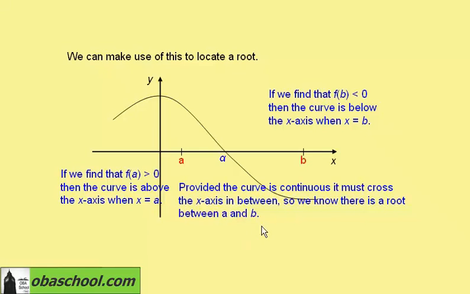Consider this in really straightforward terms. We have a point here where we know the curve is above the x-axis, and a point here where we know the curve is below the x-axis. If the curve is continuous, you're going to draw the curve without taking your pencil from the page. It stands to reason that somewhere between a and b, you're going to have to cross the x-axis. And where you cross the x-axis is a root of the equation f of x equals 0.